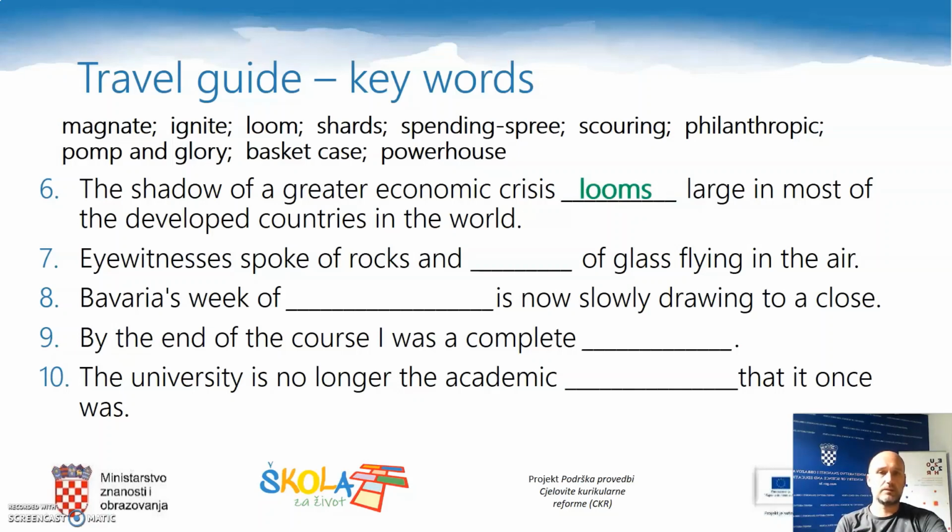What are the little pieces of glass called? They're called shards. So during the Oktoberfest, we speak of Bavaria's week of pomp and glory. By the end of the course, I was a complete basket case. I hope you're not. I hope you managed to stay normal till the end of this school year. And the university is no longer the academic powerhouse that it once was.